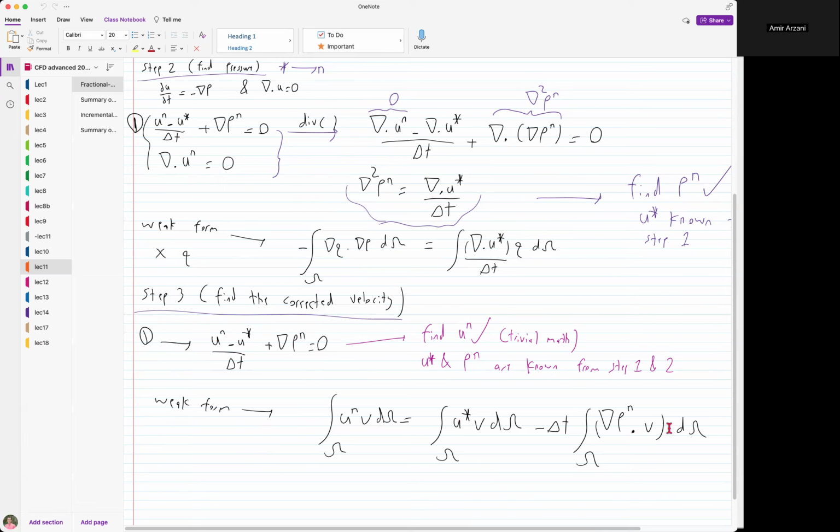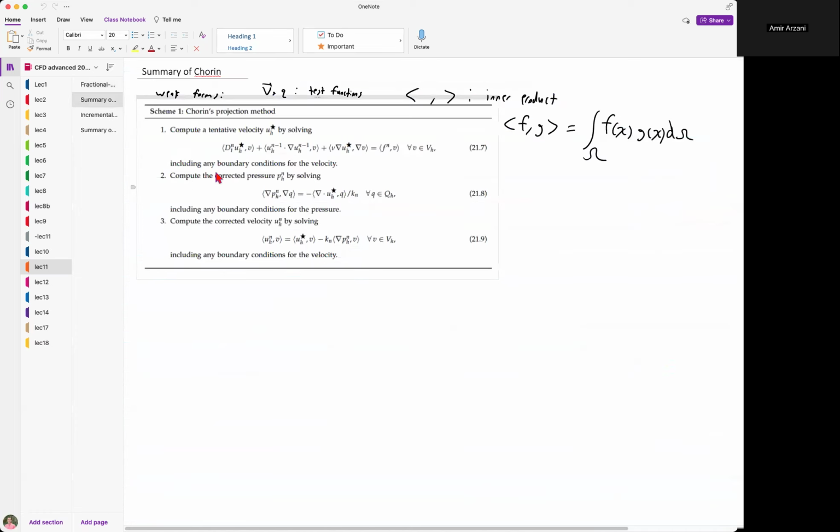And you can do this in a weak form formulation as well. If you multiply both sides of this equation by V, this is the corresponding weak form to this final step where you find your velocity. And the pressure, you already know it from step 2. Okay, so this is the summary of the Chorin method. So these are the 3 steps we had.